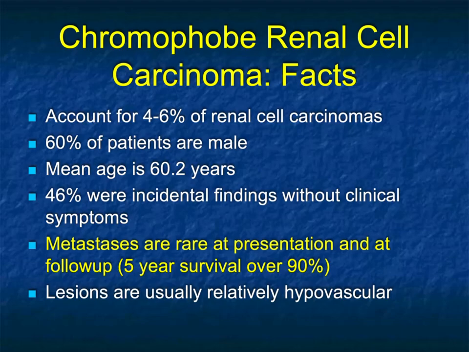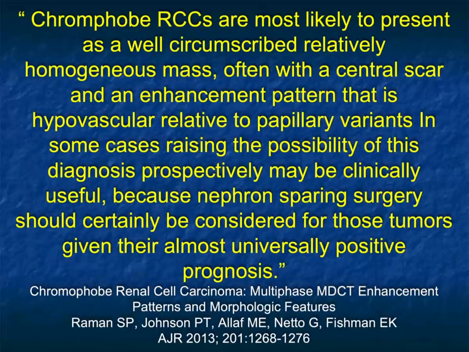Chromophobe is about 5% of renal cell carcinomas. Majority of patients are male with the average age of 60, which is the typical age for renal cell in general. Half the patients have no clinical symptoms. The thing about chromophobe is they're not very aggressive tumors, and a 5-year survival is over 90%, and metastases are going to be rare. The tumors are typically hypovascular.